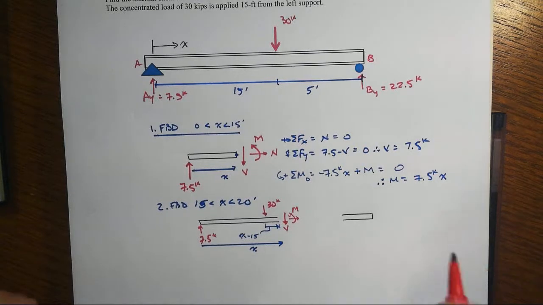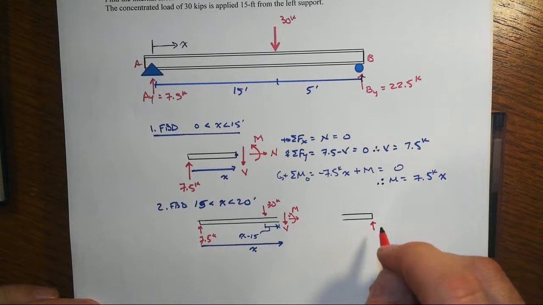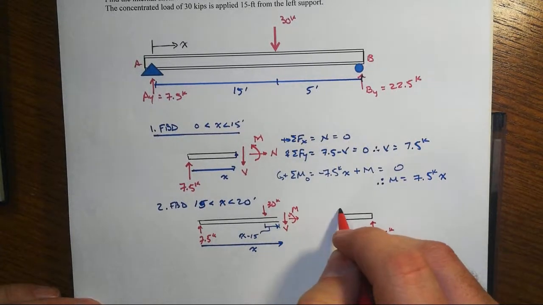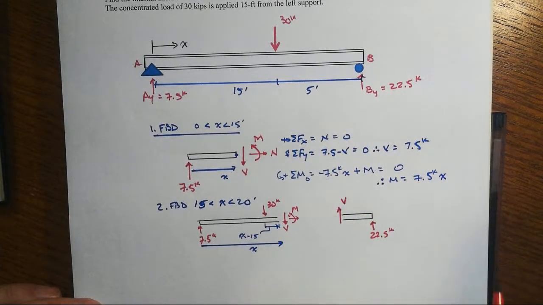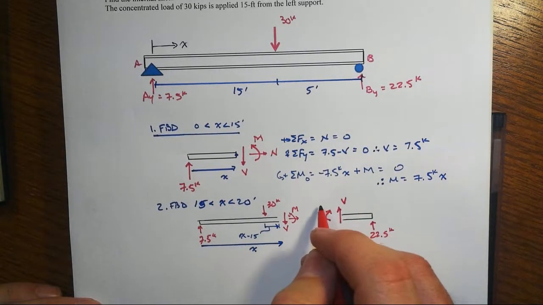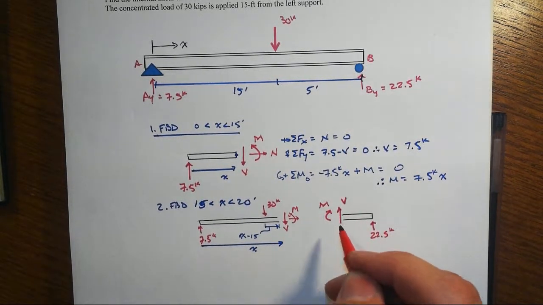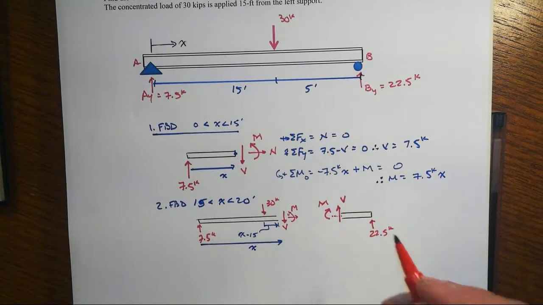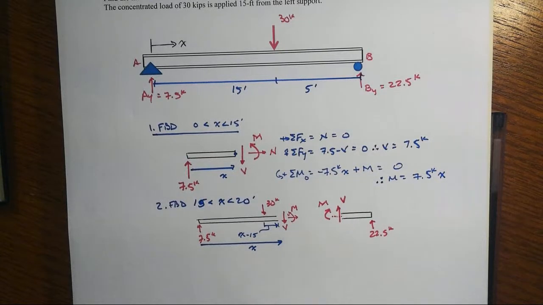And so let's see what that would look like. We've got a reaction of By of 22.5 kips going up. We have the shear acting upwards positive, and we have the bending moment, now clockwise, smiley face, right, because we're on that left-hand exposed face. And of course the axial force is 0. I don't really want to show it; it complicates things. That's a lot simpler looking free body diagram, isn't it?